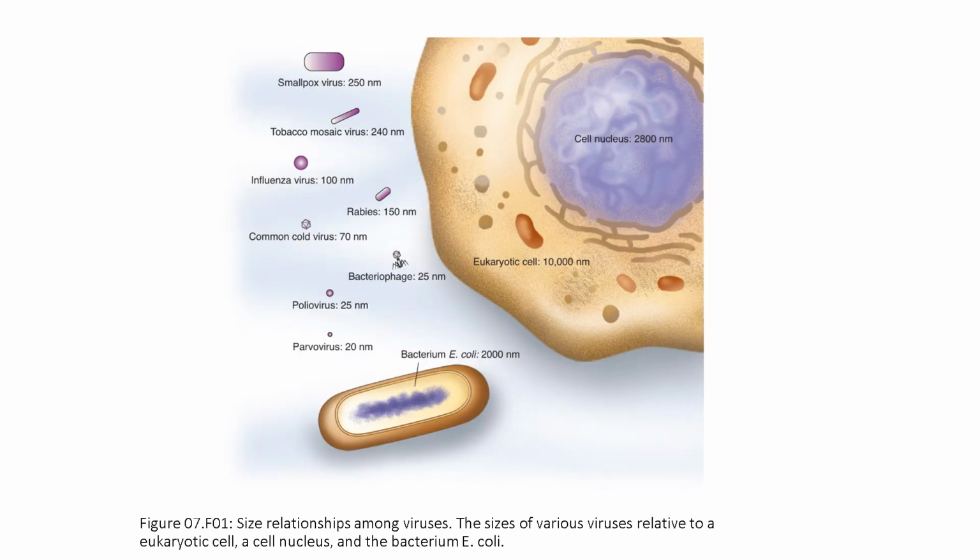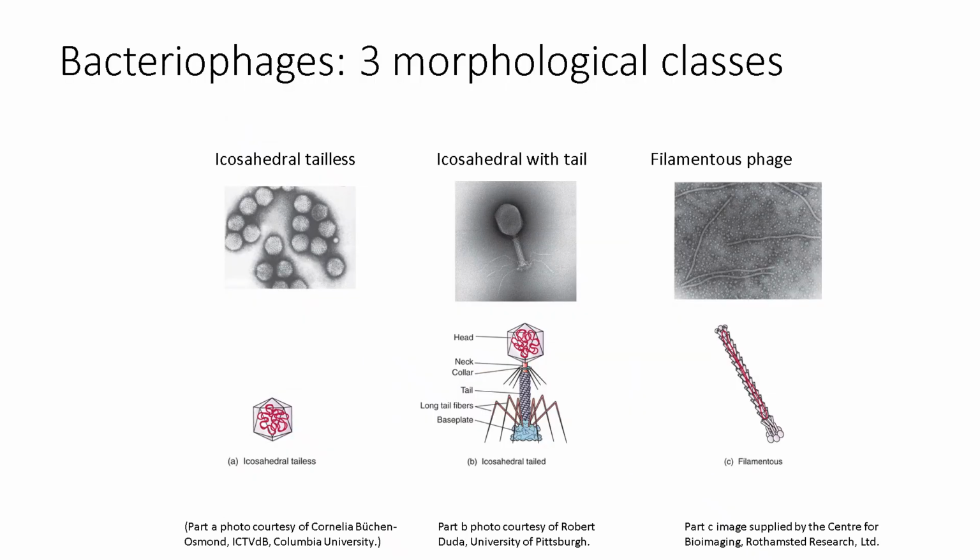This figure shows the relative sizes of viruses compared to a eukaryotic cell, its nucleus, and the bacterium E. coli. Viruses are microscopic entities, smaller than cells, and their scale helps us appreciate the simplicity and compact nature of viral genomes. Bacteriophages are categorized into three morphological classes. First, we have icosahedral tailless phages. Second, icosahedral phages with tails, like the T-even group. And third, filamentous phages. Each structure influences how the phage attaches to and penetrates the host cell.